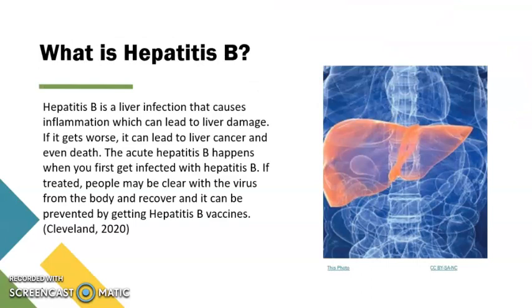So let's first look at the definition of hepatitis B. Hepatitis B is a liver infection that causes inflammation which can lead to liver damage. If it gets worse, it can lead to liver cancer and even death. Acute hepatitis B happens when you first get infected with hepatitis B. If treated, people may clear the virus from the body and recover. And it can be prevented by getting hepatitis B vaccines ahead.